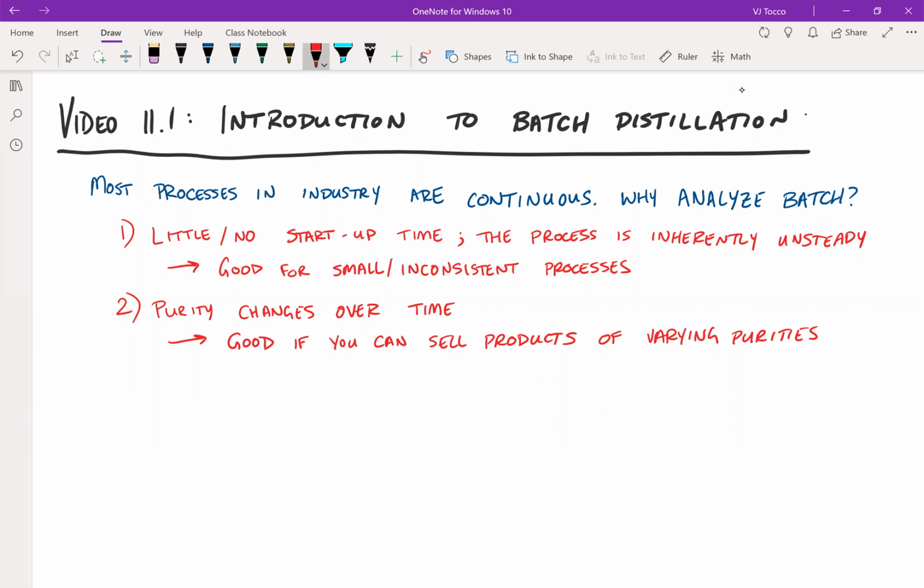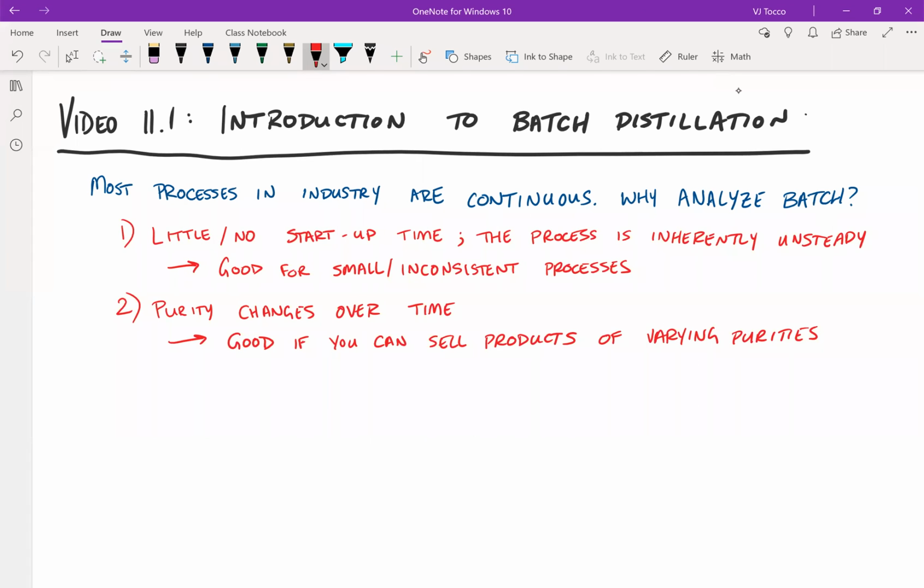This is good if you can sell products of varying purity. Say you're selling a chemical and you can sell 95% pure chemical at one price or 90% pure chemical at another price. A batch distillation is good because it's not a lot of work to change these specifications. You just change the amount of time that you perform the distillation. In contrast, for a continuous process, if you wanted to alter the purities of your distillate or bottom products, you would have to alter a lot of things about the column, and then you would again have to wait through that transient period for steady state conditions to occur again.